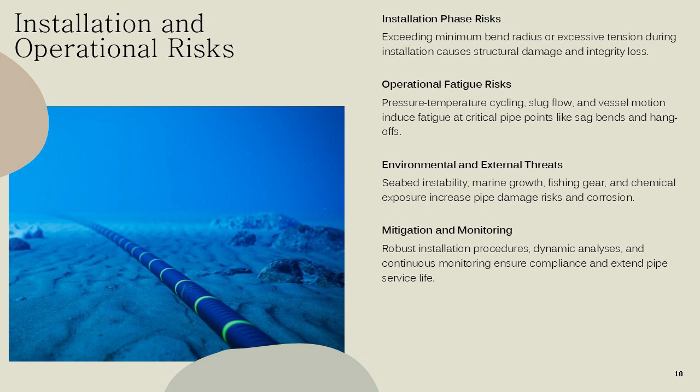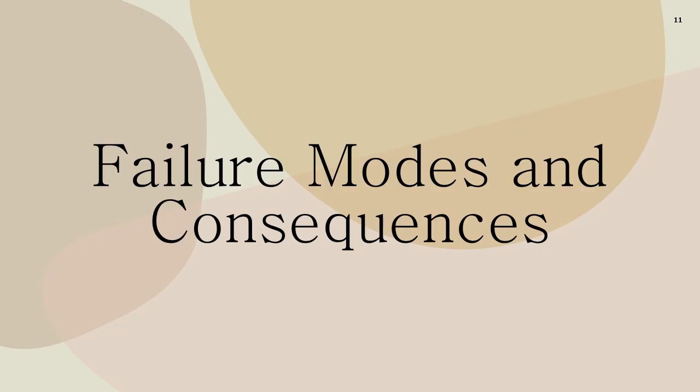Mitigation requires robust installation procedures, validated dynamic analyses, and continuous monitoring of annulus pressure, temperature, and structural response. By addressing these risks proactively, operators can maintain compliance with design criteria and extend service life. Primary failure modes in flexible pipes, consequence categories, and risk implications.